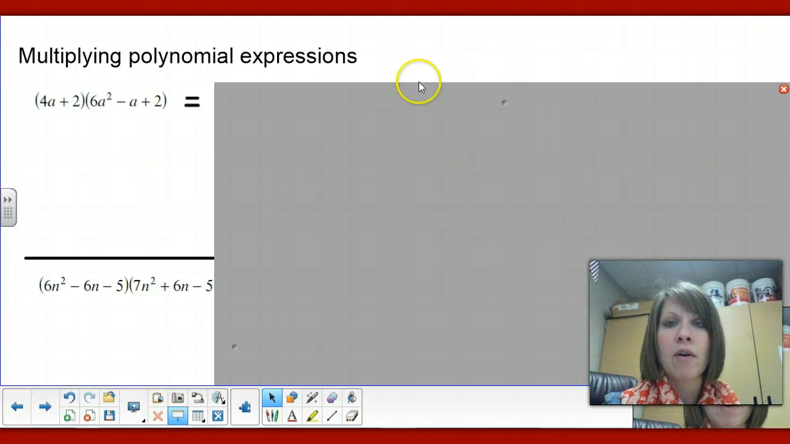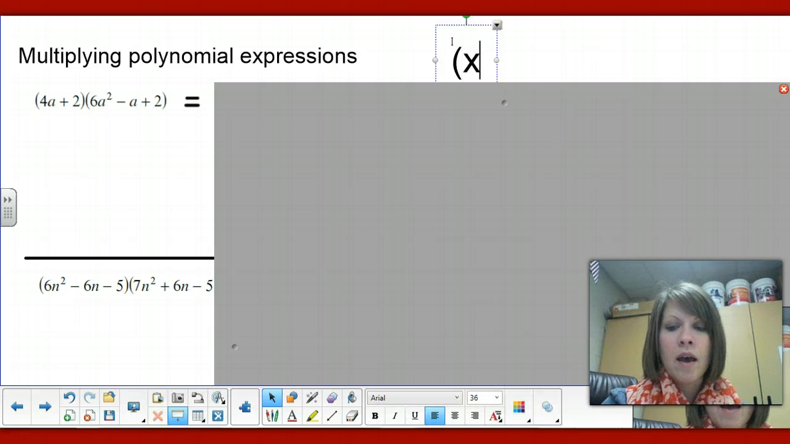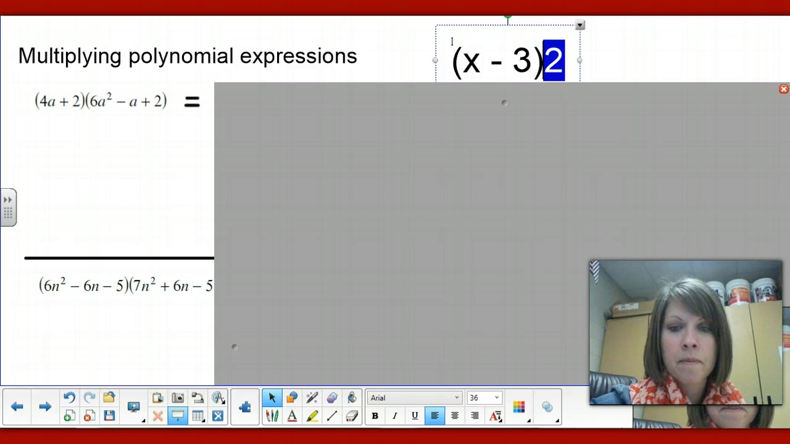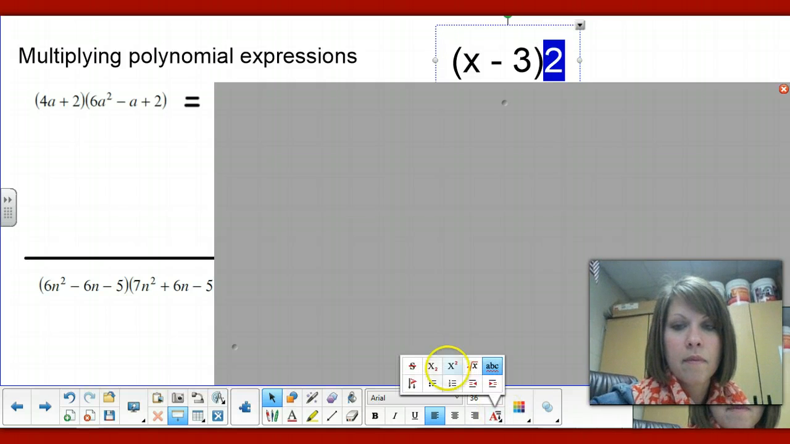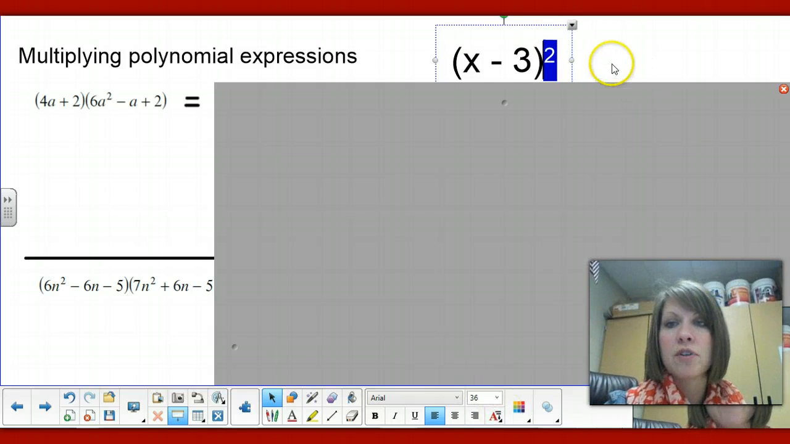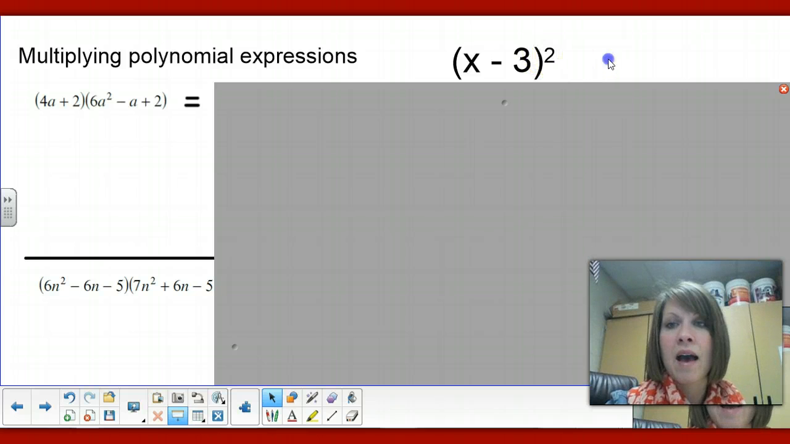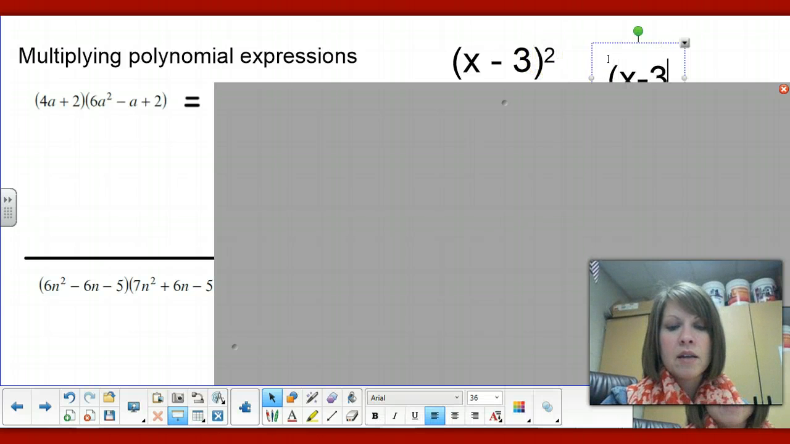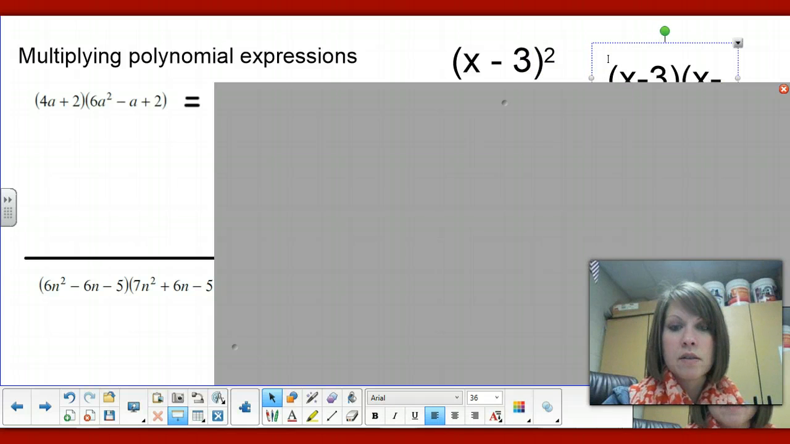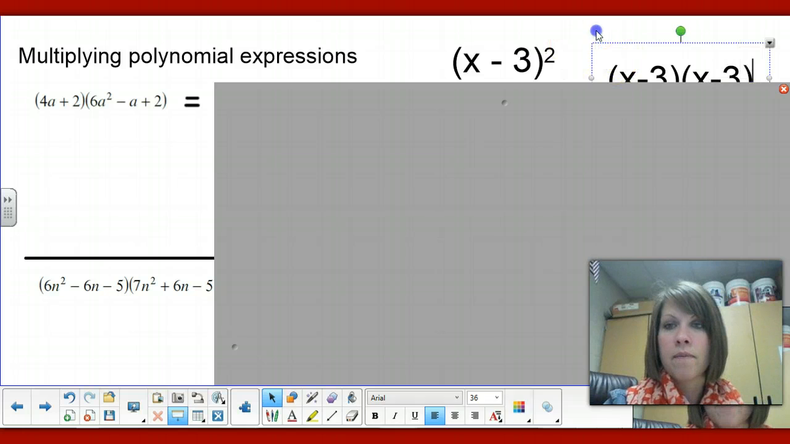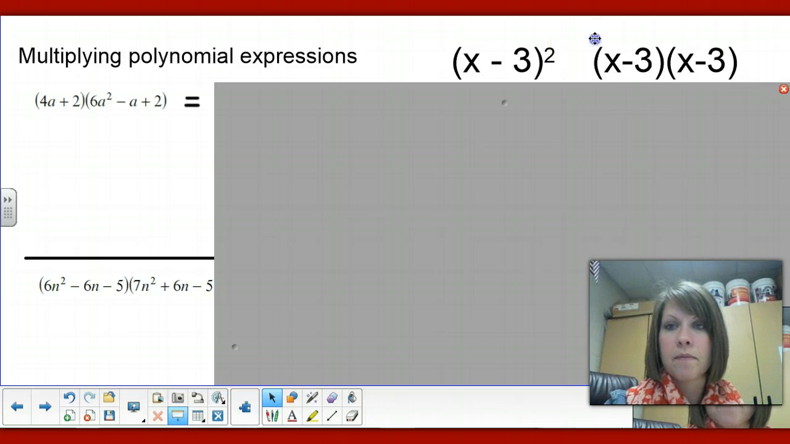What I'm talking about is maybe a problem like if you had (x minus 3) squared, you would actually have to think about that as (x minus 3) times (x minus 3). Okay? That's what I'm talking about.